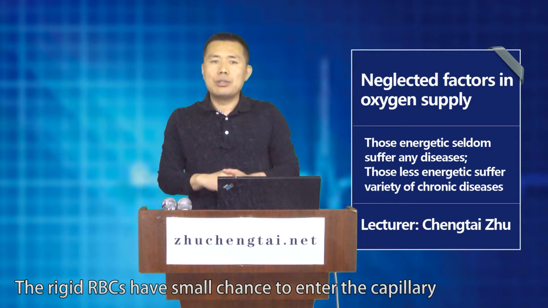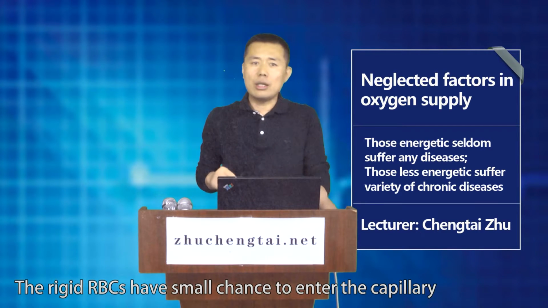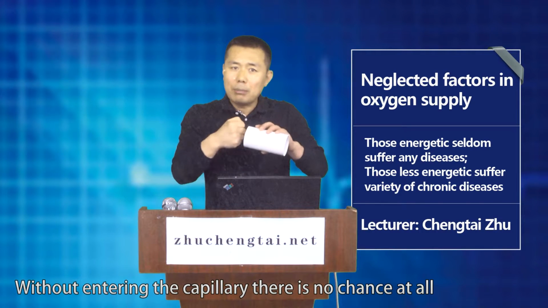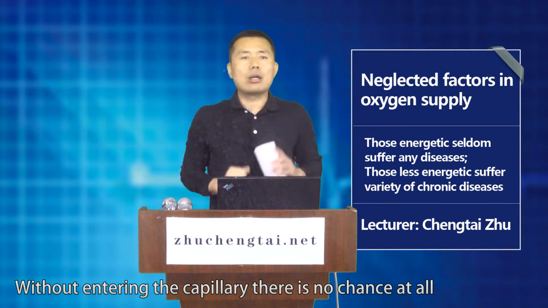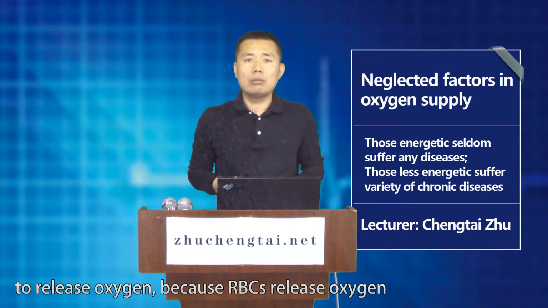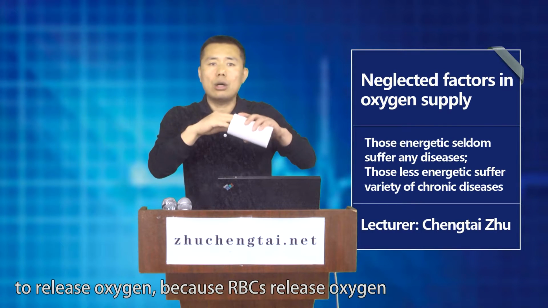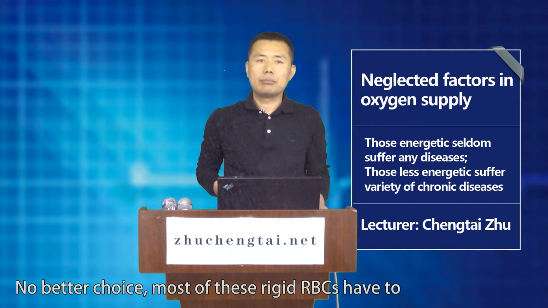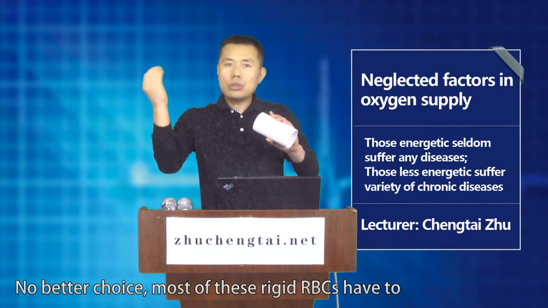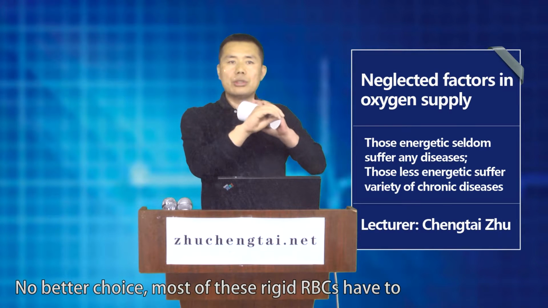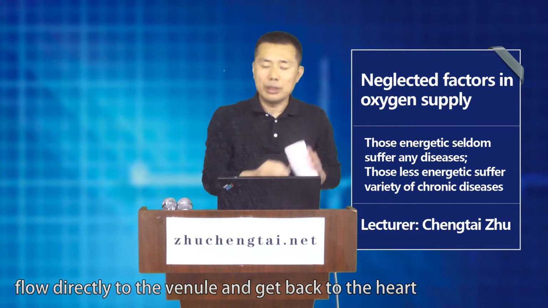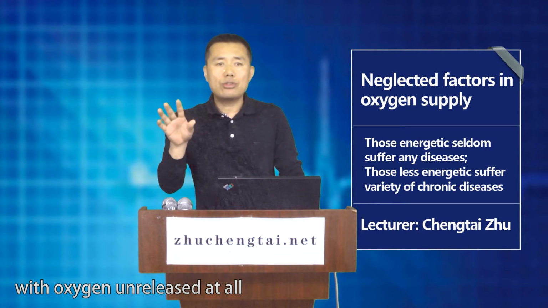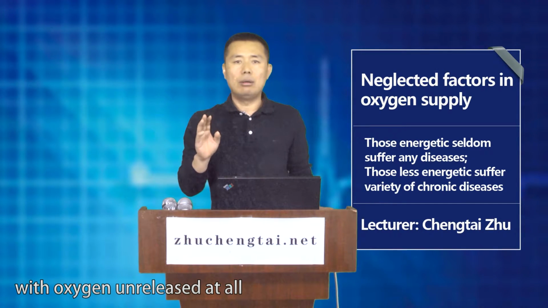The rigid RBCs have small chance to enter the capillary. Without entering the capillary, there is no chance at all to release oxygen, because RBCs release oxygen only while they are inside the capillary. No better choice, most of these rigid RBCs have to flow directly to the venule and get back to the heart with oxygen unreleased at all.